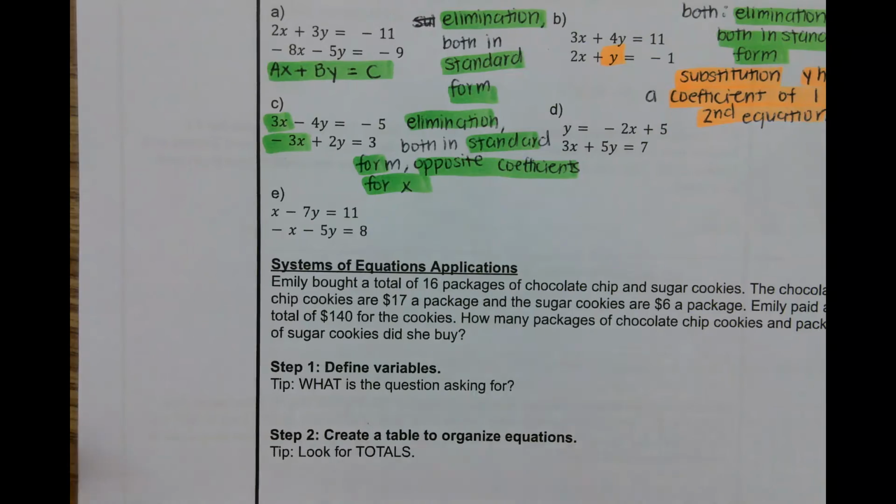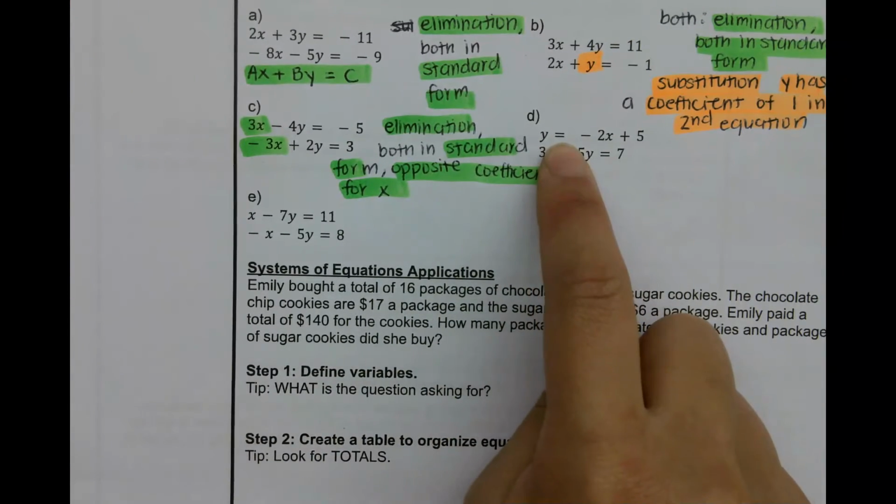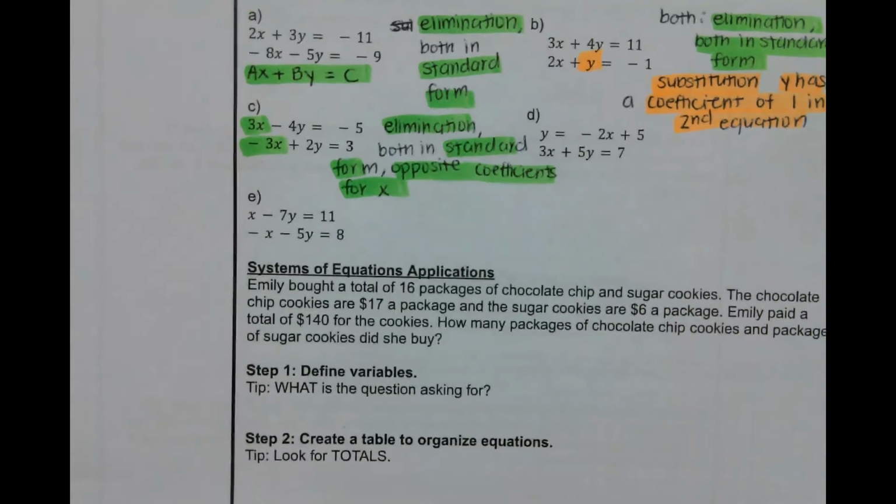I'm going to have you do D here. We have y equals negative 2x plus 5, and 3x plus 5y equals 7. Which one is the best method to use? Write your answer, explain why, and then come back and check.